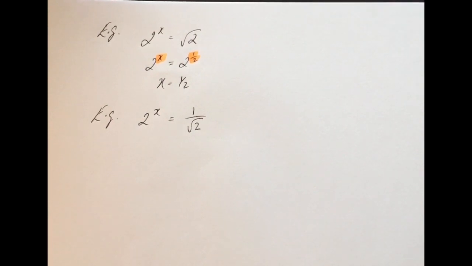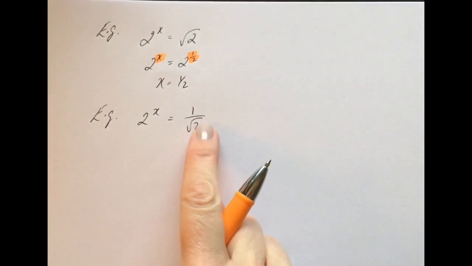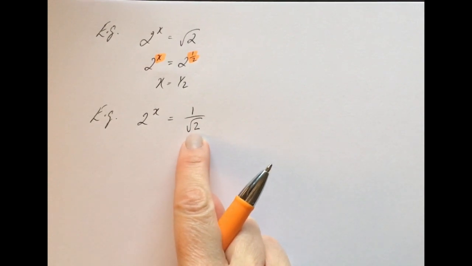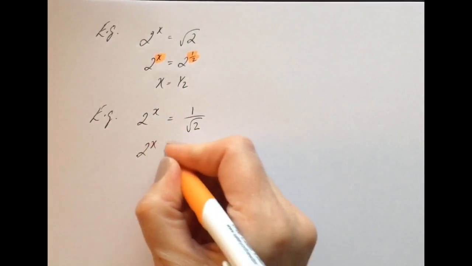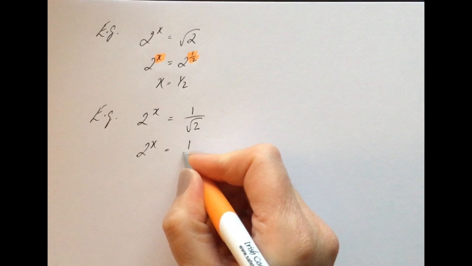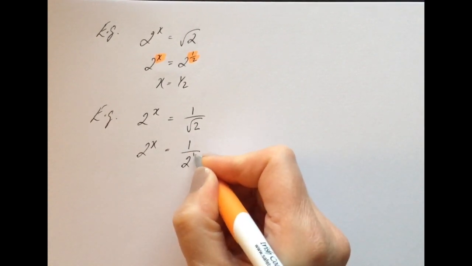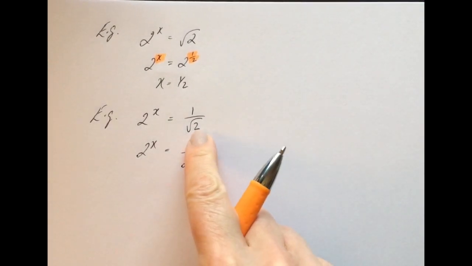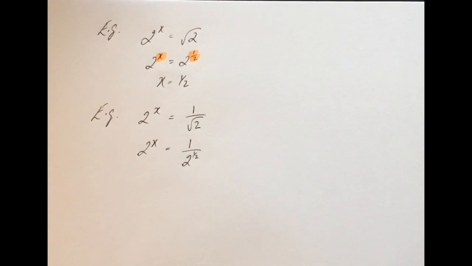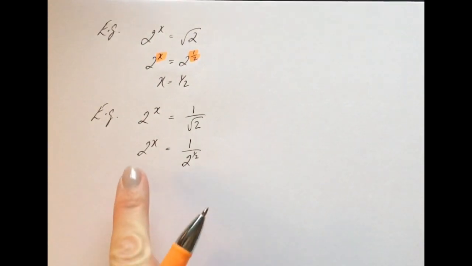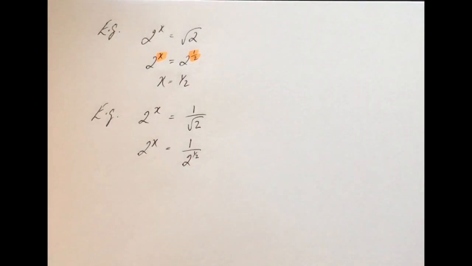So the previous one obviously is going to help us out here. All right, pause the video if you want to give this one a go yourselves. The first thing I'm going to do again is write the square root of 2 as a power of 2. So I have 2 to the power of x on the left hand side and 1 over 2 to the power of a half, of course, is how we write the square root of 2 as a power of 2.